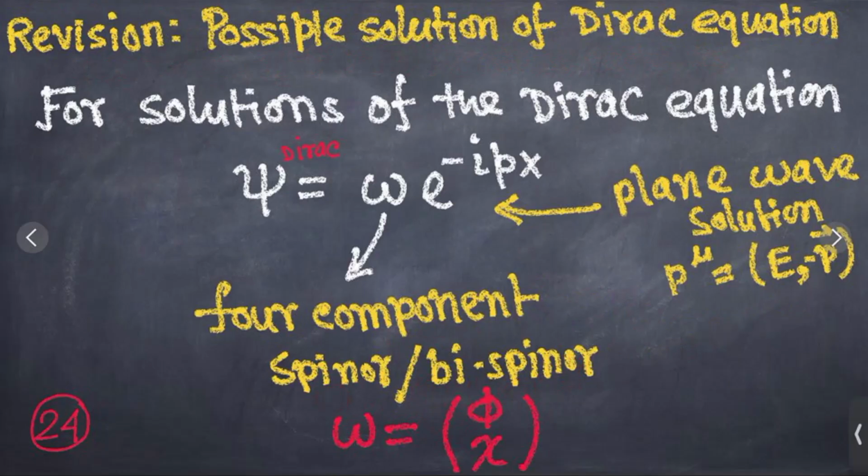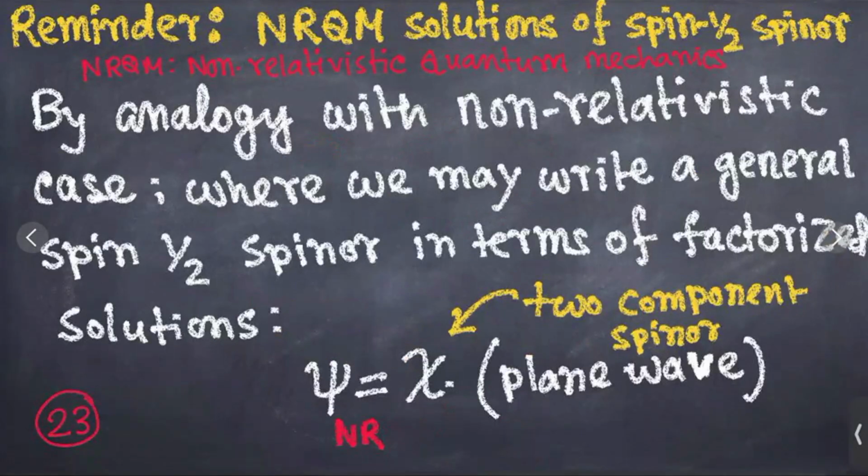So to do that, we define this. This was already discussed last class, but we can define this omega as phi and chi. This is the notation I like to use. Along with that, there is supposed to be a plane wave solution or plane wave representation. You can go to slide 23, the previous slide.